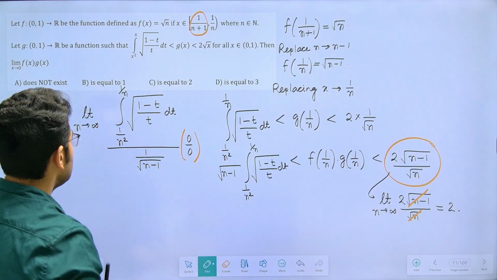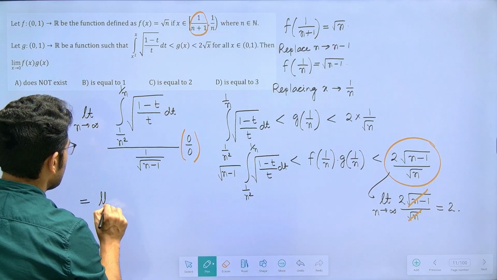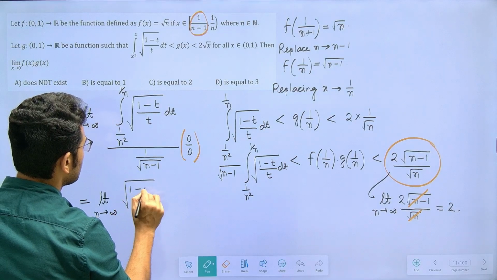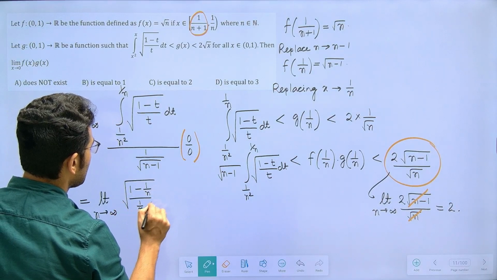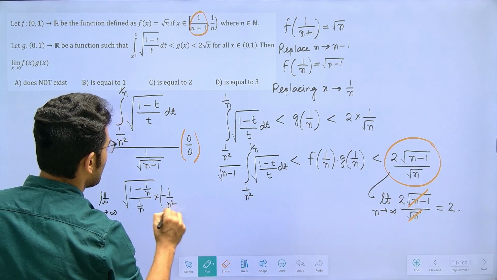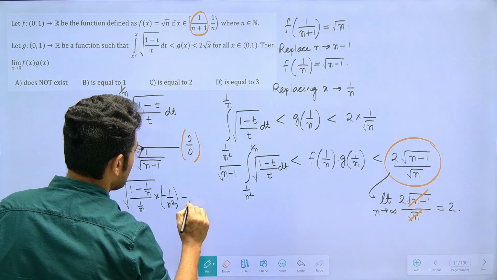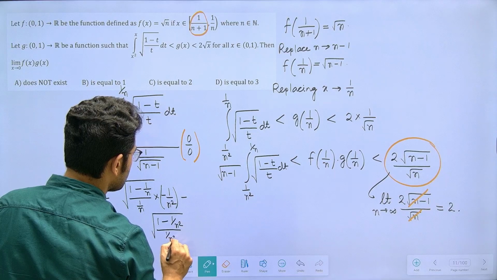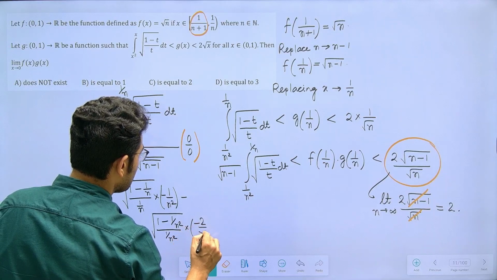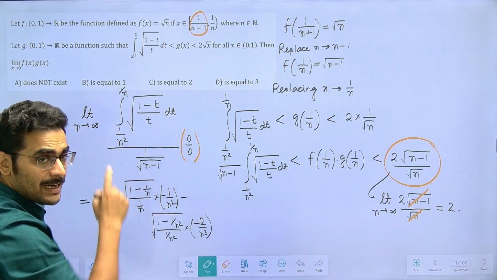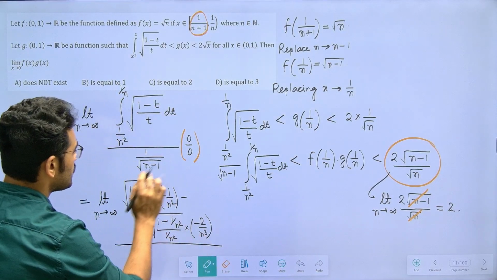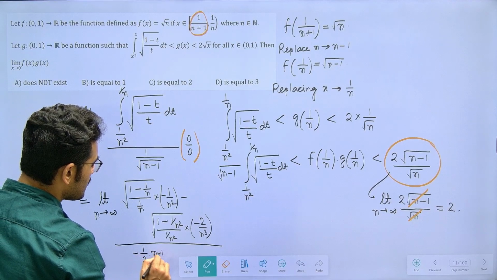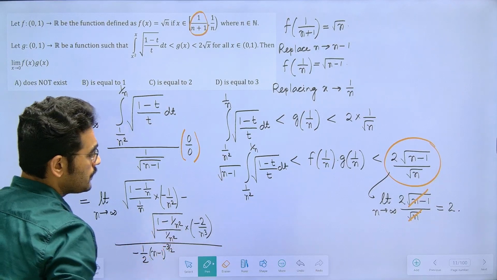So applying L'Hospital, you will get limit n tends to infinity, derivative of the numerator by Leibniz rule, it will be root 1 minus 1 by n upon 1 by n into minus 1 by n square, minus the lower limit term, root 1 minus 1 by n square divided by 1 by n square into minus 2 by n cube. That is the derivative of the numerator by Leibniz rule, and the whole is divided by the derivative of the denominator, that will be minus half into n minus 1 to the power minus 3 by 2. So what is this value?